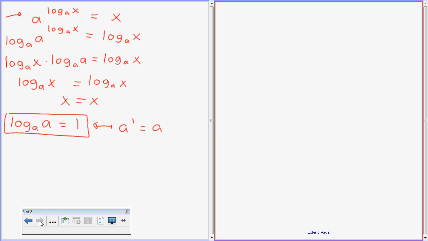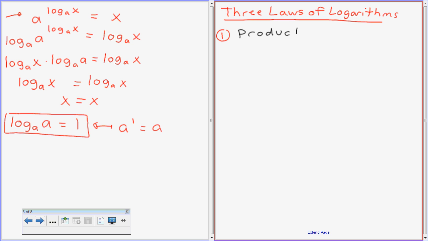Okay. Let's go on to number 4. No, sorry. Actually, let's call these the three laws of logarithms. Okay, number 1 is the product law. Okay, this is one we used.